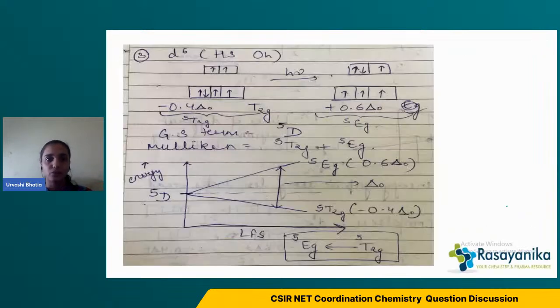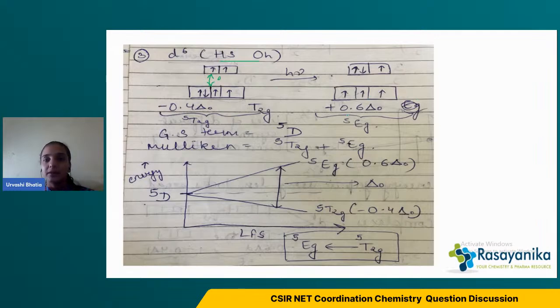Now these answers I'll show you. Okay, so this is the Orgel diagram for d6 high spin octahedral. Now, how do you get this minus 0.4? You know that, right? Minus 0.4 into 4 will be minus 1.6, plus 0.6 into 2, 1.2. That is minus 1.6 plus 1.2, we will get minus 0.4 Δ, right? This is the CFSE, this gap basically, right? This is your Δ.